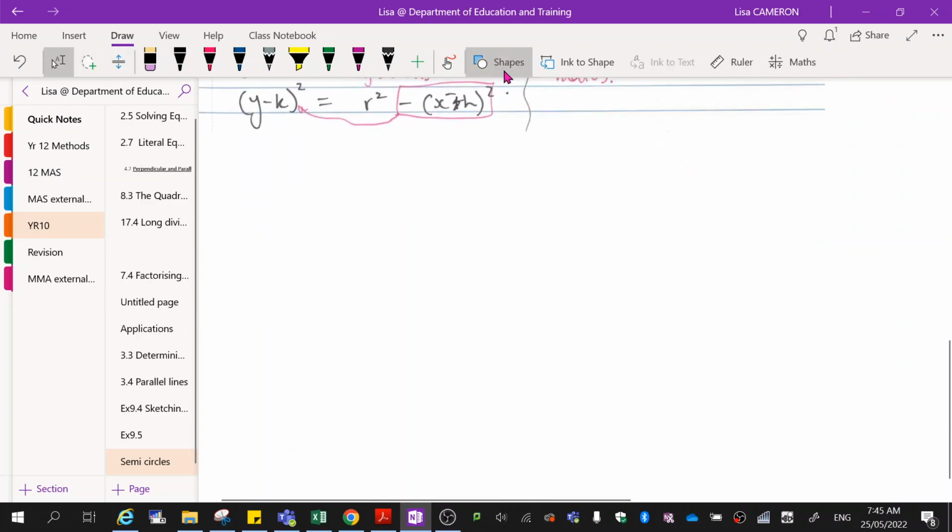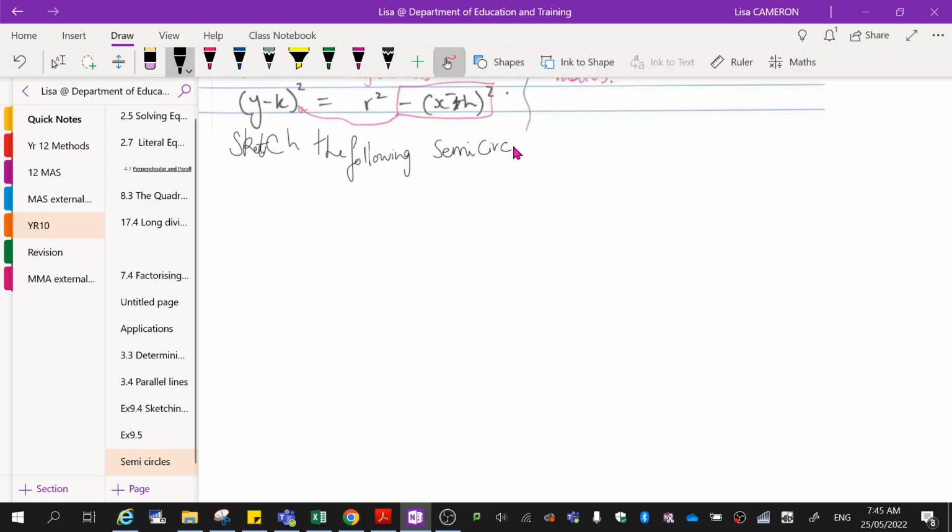So let's say I ask you to sketch. Now, you should be copying this example too. Sketch the following semicircle. And we're going to use Desmos to check our answers today.